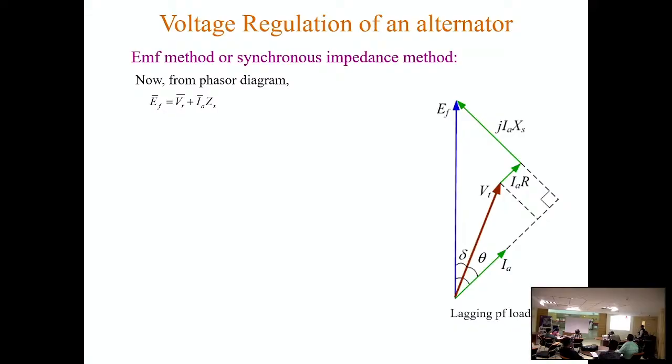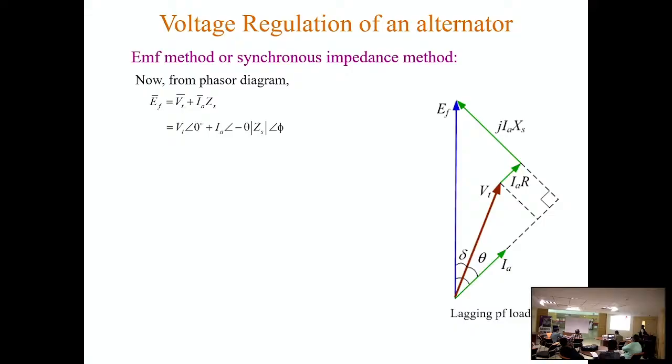Ia will be given to you, mentioning the power factor also. Vt is nameplate data. So this right hand side, all the values are known to you, then you can calculate EF. So here this is the complex calculation you can perform. So here Vt is taken as the reference phasor. So from here we can write this polar form taking Vt as the reference phasor.